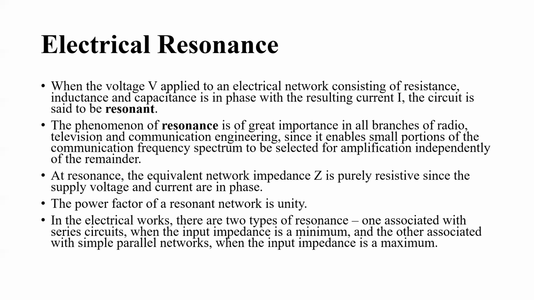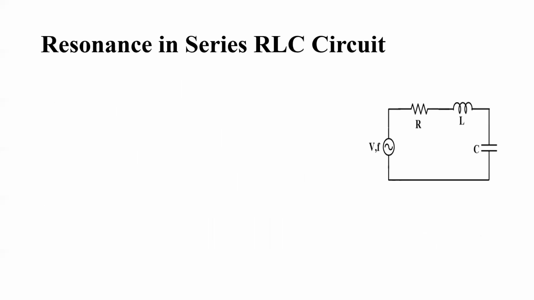In electrical engineering, there are two types of resonance. One is series resonance and the other one is parallel resonance. In case of series resonance, the input impedance is a minimum. And in case of parallel resonance, the input impedance is a maximum. Let's start with resonance in a series RLC circuit.